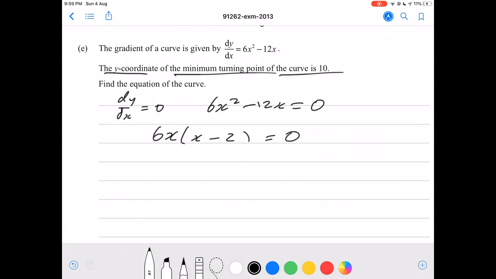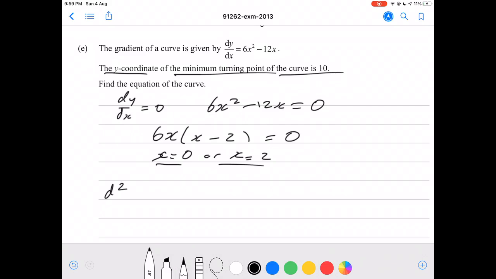Alright, so now you can clearly see that x equals 0 or x equals 2. But we have a slight problem because it says the y-coordinate of the minimum turning point. However, we have two turning points, x equals 0 and x equals 2. So now we need to use our second derivative test in order to find which one is the minimum and which one is the maximum.